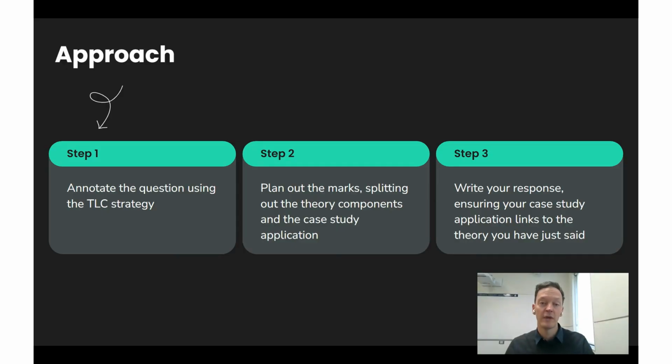Okay, so here's going to be your approach for case study questions. First of all, annotate the question using the TLC strategy that you have learned: task word, limiting word, and then core focus. Then your second step is going to be to plan out the marks, making sure that you split out the theory components from the case study components, which will help you figure out where the marks are coming from. And then step three is writing your response, making sure that when you've written something as a theoretical idea, your case study idea then applies that same concept. They should be matching like a pair.